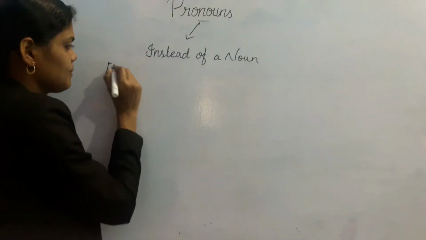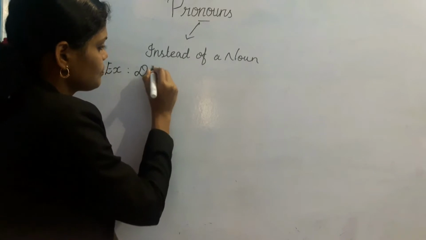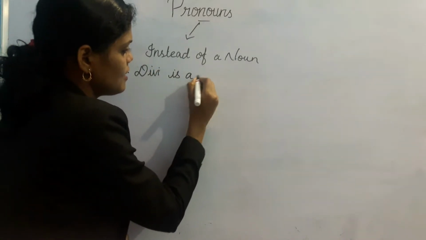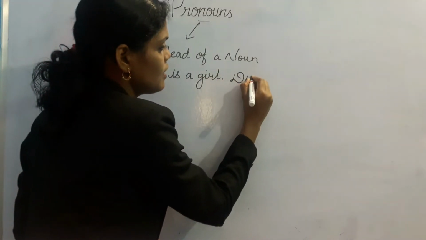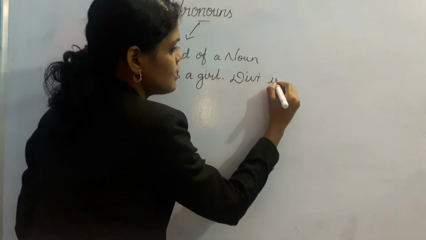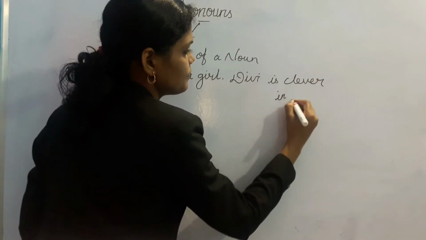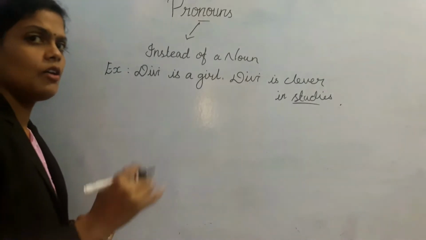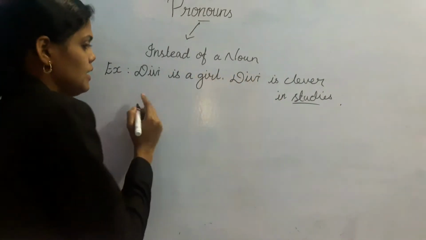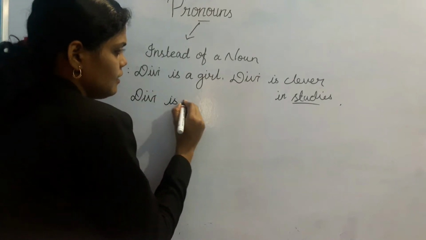Divi is a girl. Divi is clever in studies. Now how are we going to add the pronoun? See, Divi is a girl.